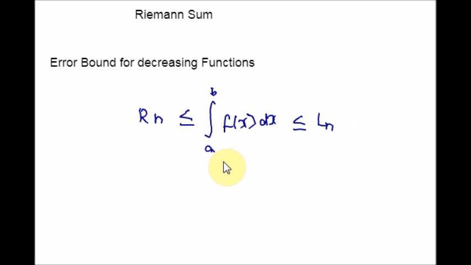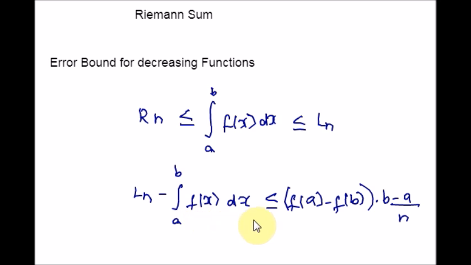Furthermore, you can just rewrite this as Ln minus the integral less than or equal to f of a minus f of b times delta x, which is nothing but b minus a over n. And when you compare this with the error bound for the increasing function, there are a lot of ideas in what we just did. So you will probably need to work through a few examples before all of these ideas sink in. So there we had f of b minus f of a, here f of a minus f of b. That makes a lot of difference between these two.